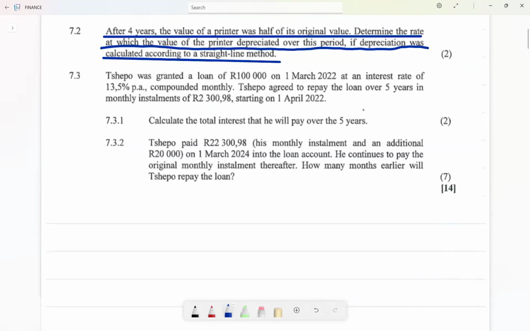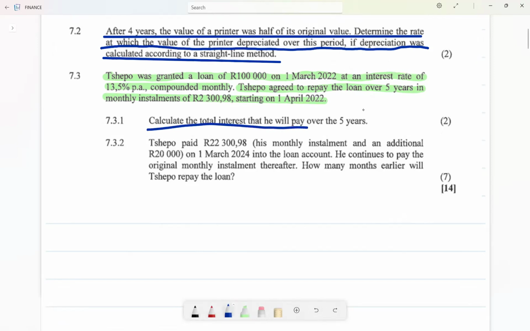Okay, let's move on to Tshepo. Tshepo was granted a loan of 100,000 on the 1st of March 2022 at an interest rate of 13% per annum compounded monthly. Tshepo agreed to repay the loan over 5 years in monthly installments of 2,398, starting on the 1st of April 2022. Remember, if it is compounded monthly, you need to start paying a month after taking the loan, and this is the case. You took the loan on the 1st of March and started paying on the 1st of April 2022. This is fine.